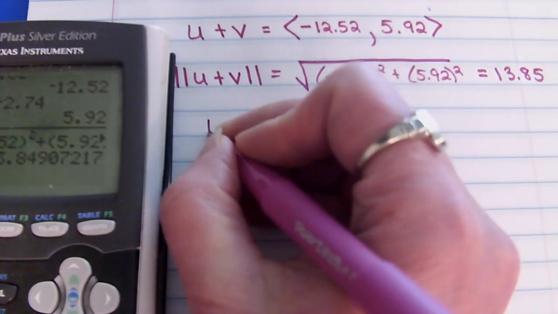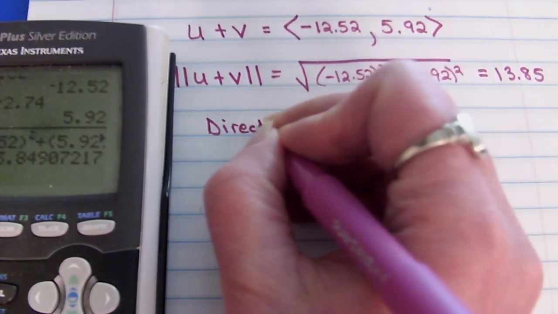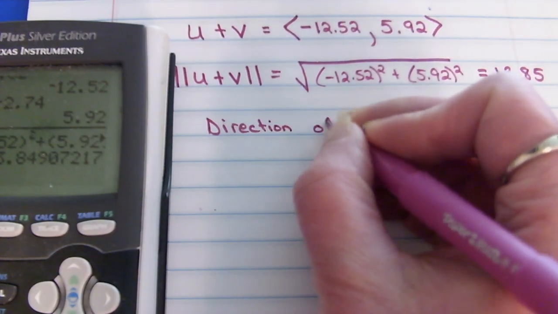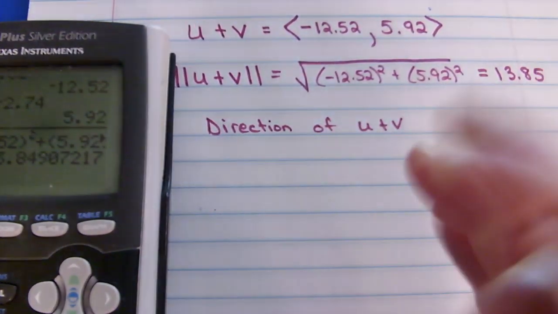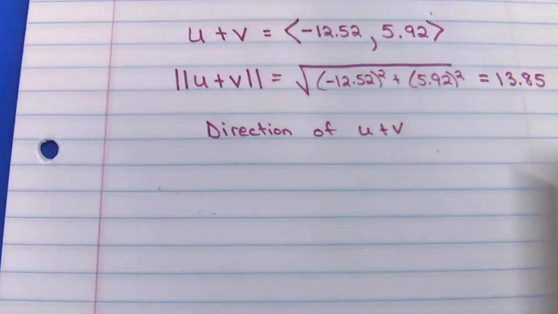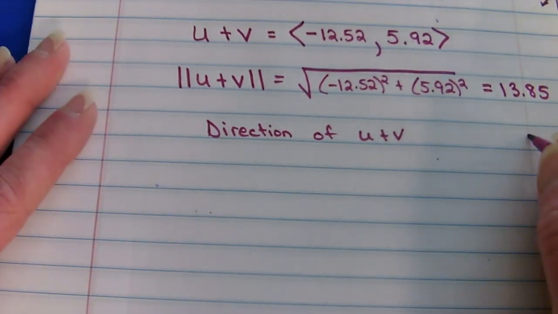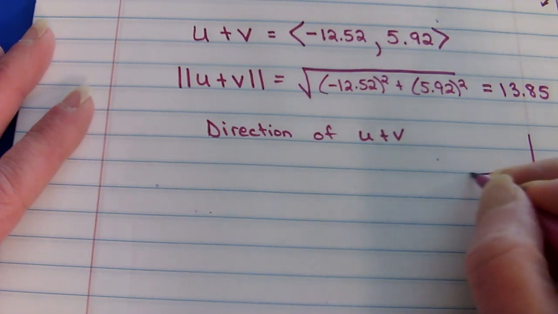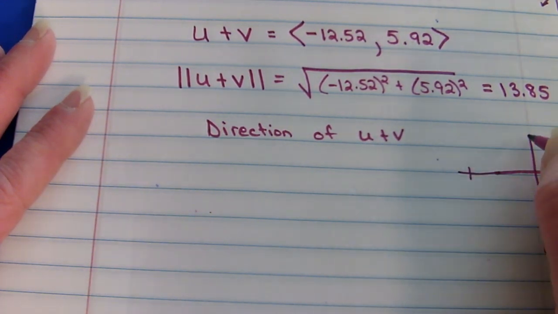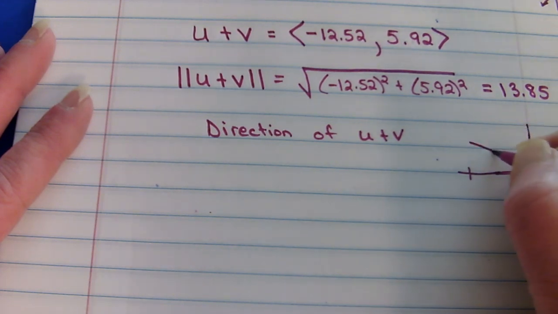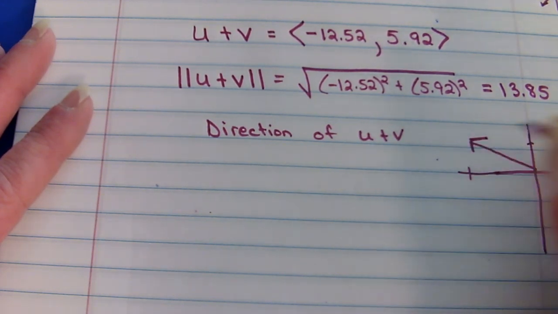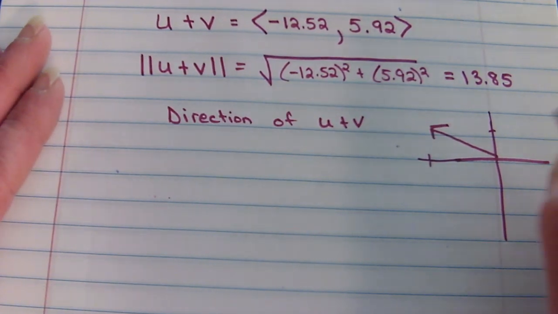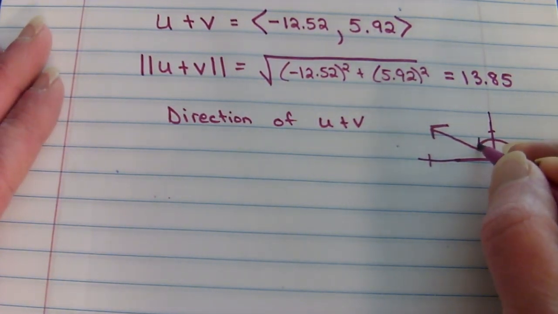Now what about the direction of U plus V? Okay, so we have to think about this one. Direction of U plus V. It is left 12 and up 5.92. It is in this direction. So what I really want is this angle.